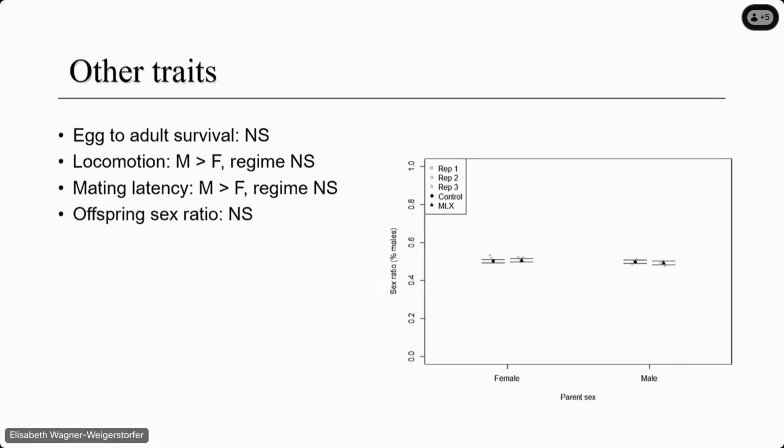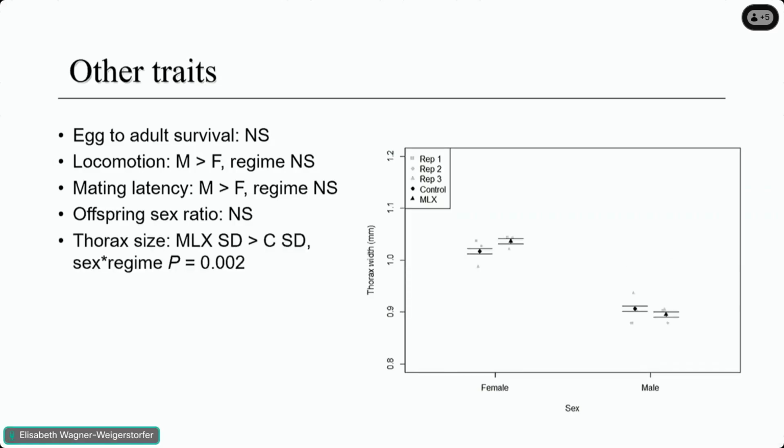Offspring sex ratio is something that we looked at because I looked at this in the original run of the experiment, and there was really no difference at all. You can see that they're almost exactly the same. And so this is the parental sex. So if the mom was the target genotype or if the dad was the target genotype, it doesn't make any difference.